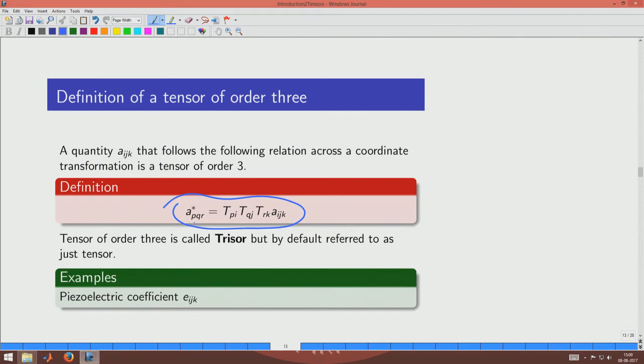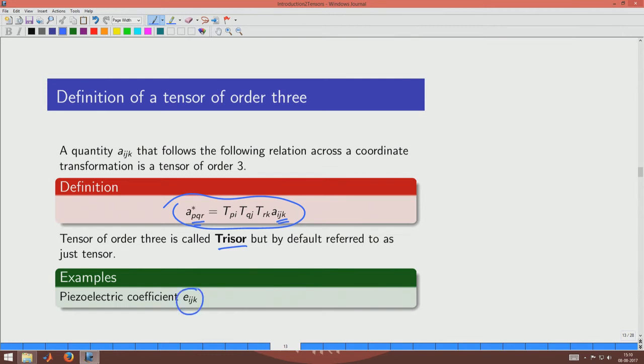The indices of the new coordinate system are the first positions of the transformation matrix T, and the indices of the old coordinate system come as the second index. Okay. So, it is the same thing as the vectors, it is only that we have got more instances of the transformation matrix sitting in the definition. Technically you should call it a trisor, but people do not use it, and very often if you just say tensor, one means tensor of order 2. So, when you are referring to a tensor of order 3, you also mention the order, or you can also call it a tracer.